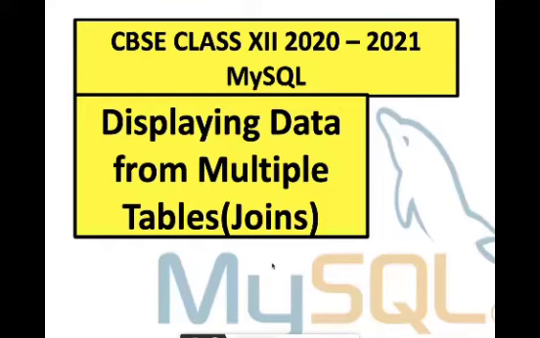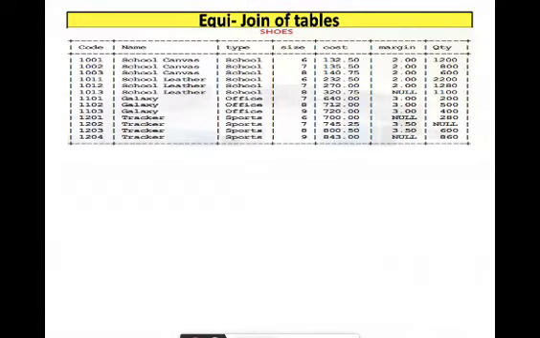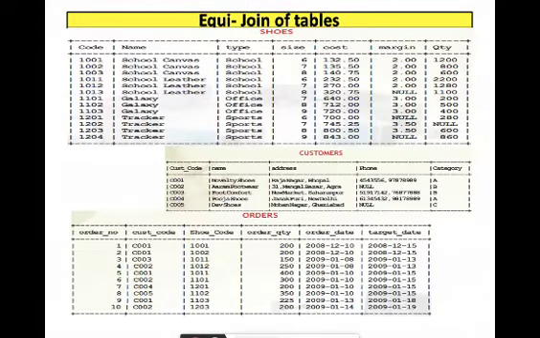Let us continue with the equi-join, as some of the students were facing problems. So I am going to discuss one more example in detail of the equi-join. Let us see. Now I am considering these three tables in the equi-join, in which one is the shoe table, in which the details of all the shoes is there: code, shoe name, type of shoes, size, cost of shoes, margin, quantity. And in customer table we have details of all the customers in the organization.